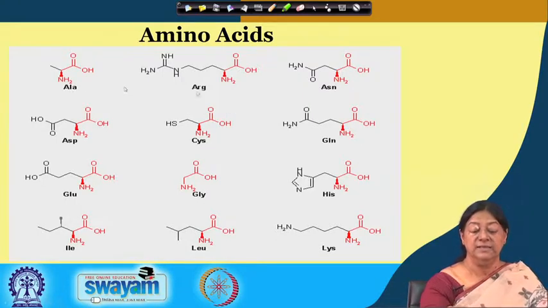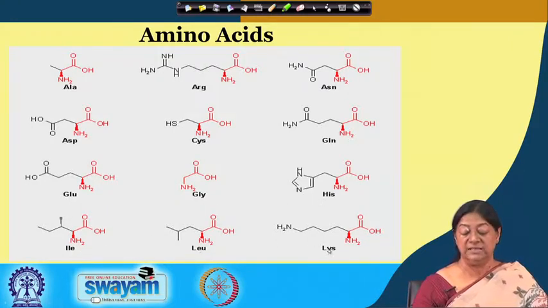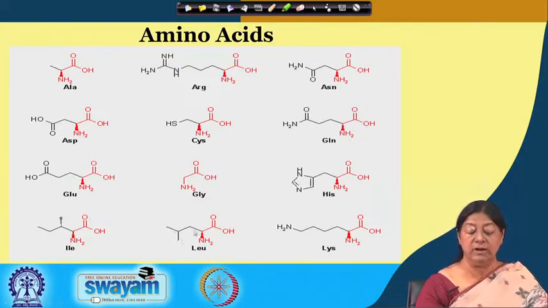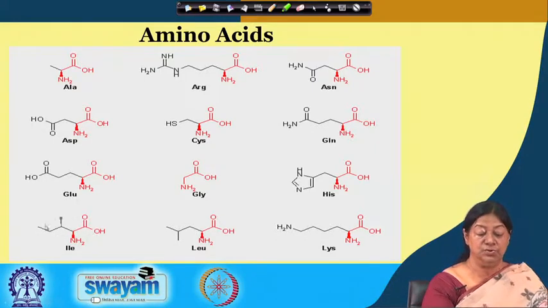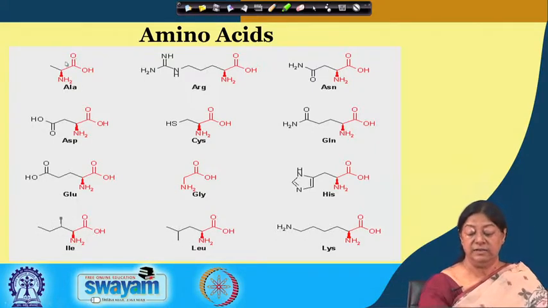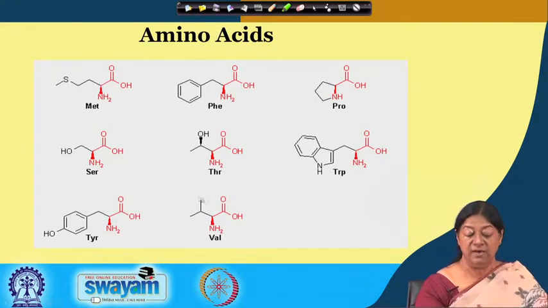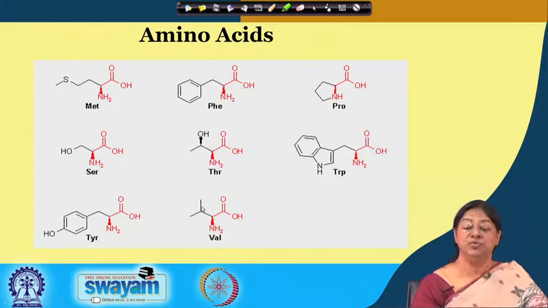So, this is alanine, this is arginine, asparagine, aspartic acid, cysteine, glutamine, glutamic acid, glycine, histidine, isoleucine, leucine, lysine. What you will notice here is that some of the amino acids have nitrogen and oxygen in their side chains. Some of them have only carbon and hydrogen: isoleucine, leucine, alanine. If we go on to the next page, we will see valine. These are ones therefore that have carbon and hydrogen in their side chain, making them hydrophobic in nature.